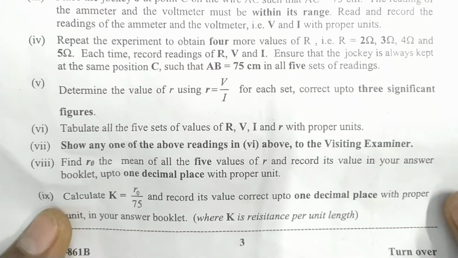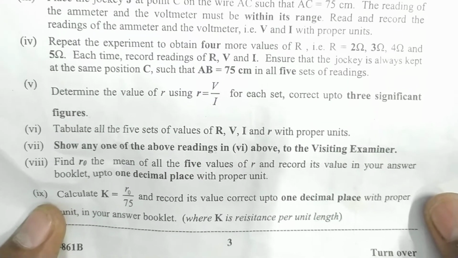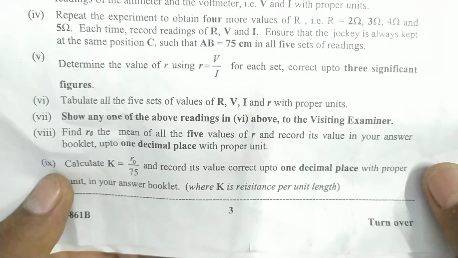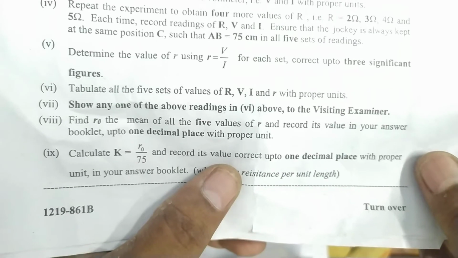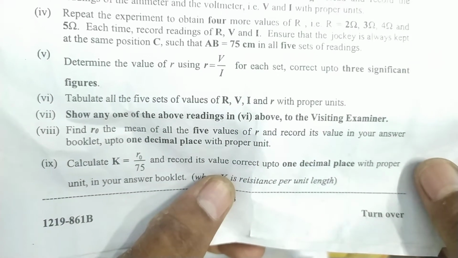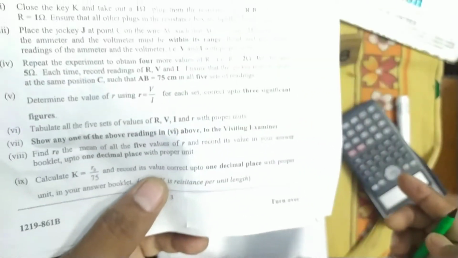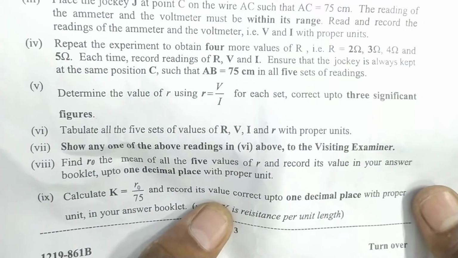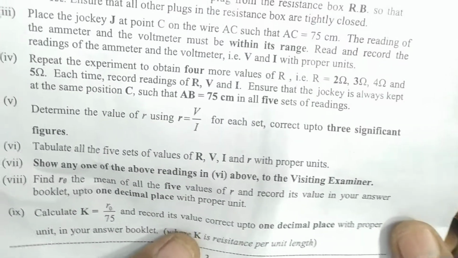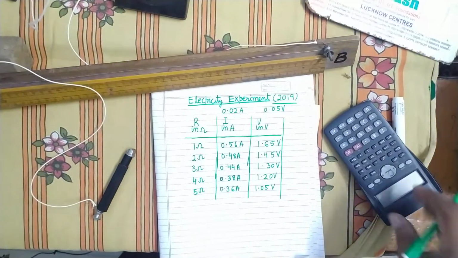Determine the value of R using small r equals V upon I for each set, correct up to 3 significant figure. Tabulate all 5 sets of capital R, capital V, capital I and small r with proper unit. It's clear. So see here, you determine the small r and that you have to determine up to 3 significant figure, means the total digits should be 3. So that I am going to show you here.